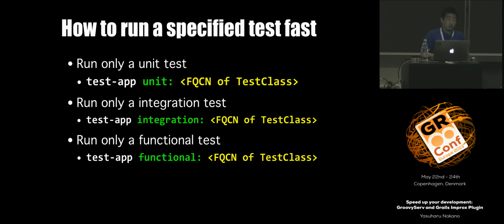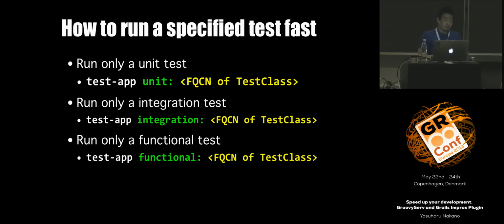Okay? To run a specified test as fast as possible, you should do this. The first point is specifying a target test class. This is the yellow text. You can use a simple class name instead of an FQCN, a fully qualified class name. But a simple class name may cause a conflict if there are classes which have the same name. So you should use the FQCN if possible.